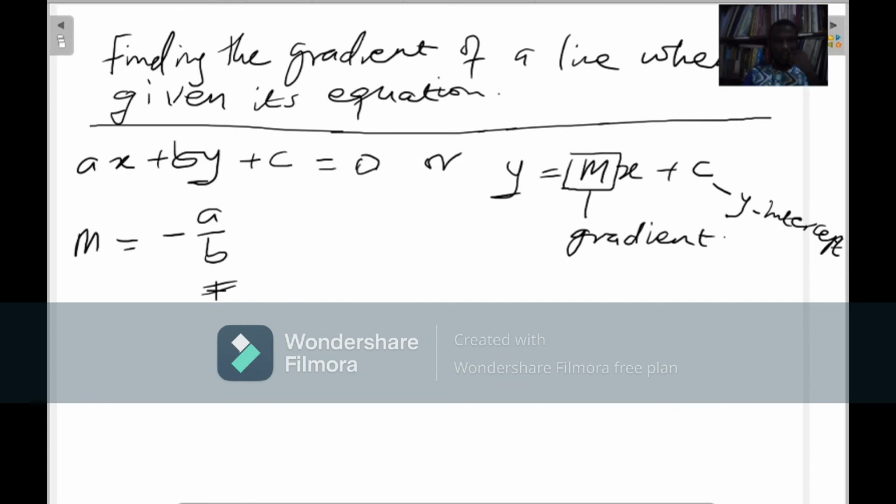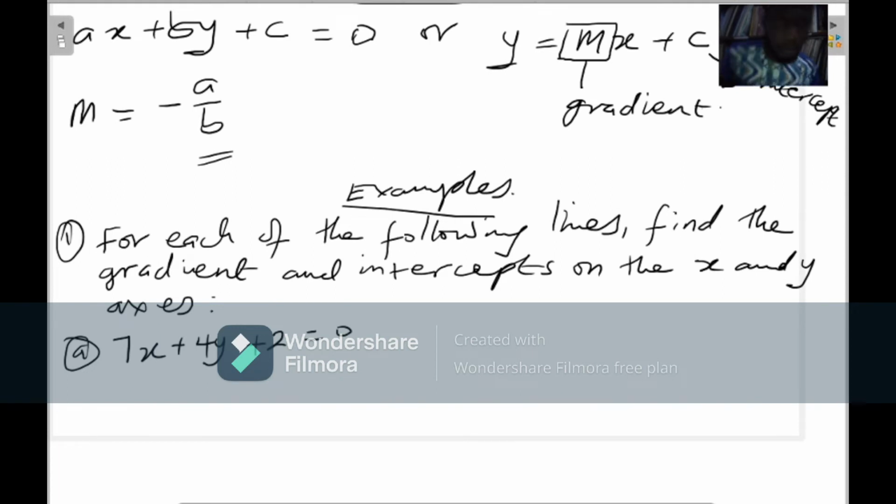We take an example on that quickly. Our general instruction is for each of the following lines, find the gradients and intercepts on the x and y axis. All right, and our first line is 7x plus 4y plus 2 equals 0. So with what we have done now, we can see that the line is in this form, and not this form. But like I said earlier, you can change it to this form on your own by making y the subject. You are going to get the same thing. So from here, if you are using this, then we can say that the gradient is negative 7 over 4, because our a is 7 and our b is 4.